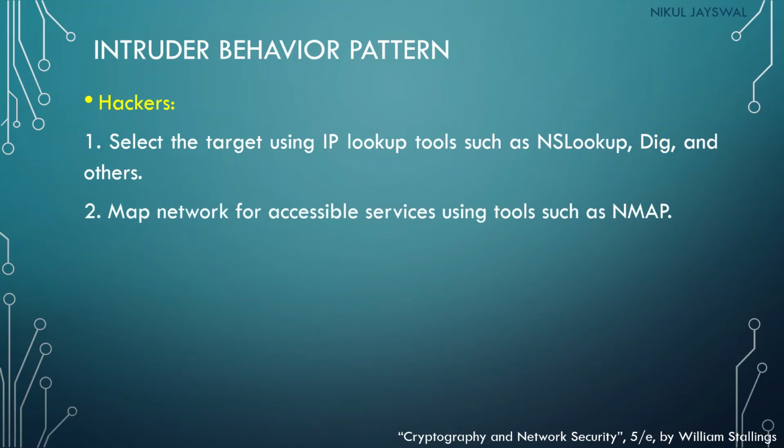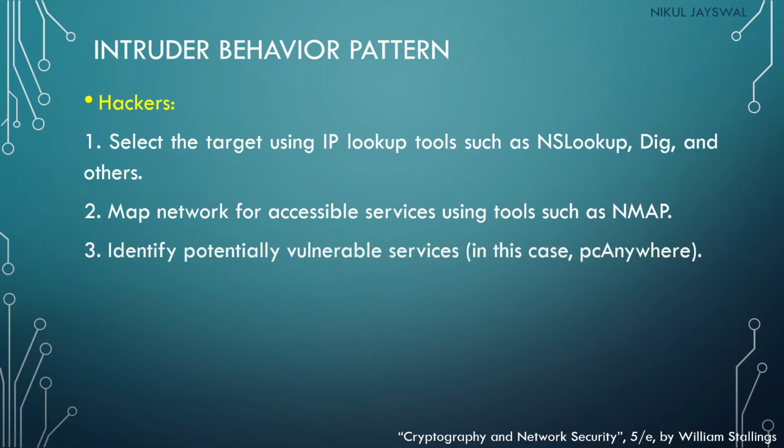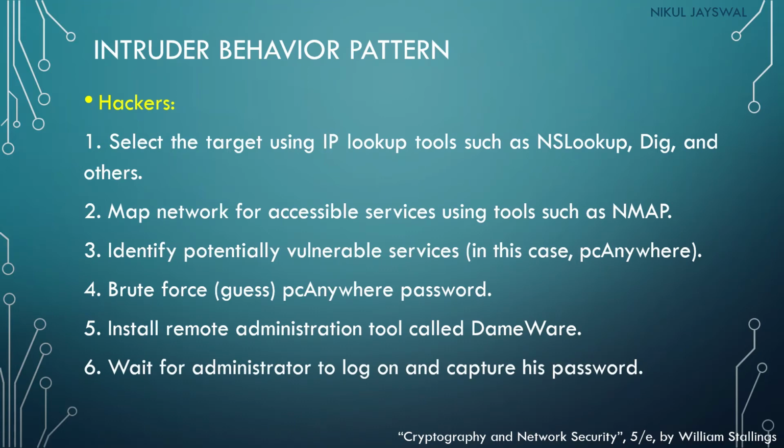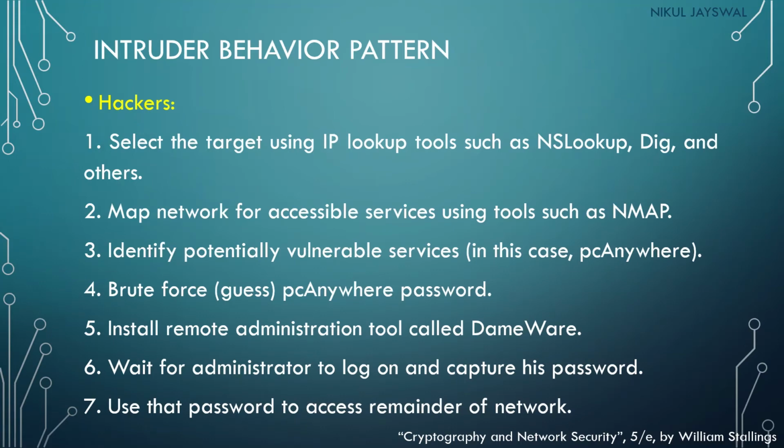Then hackers will also map the network for accessible services using tools such as Nmap. Then identify potentially vulnerable services, in this case PC Anywhere. So they will also try to identify the vulnerable services running on the internal network, and they will map the network by using those vulnerable services. Then they will also perform a brute force attack. Then they will try to install the remote administration tool called Dameware to get remote access to the machines. Then they will wait for the administrator to log on and capture his password, and use that password to access the remainder of the network. So these are the various behavior patterns of the hackers.